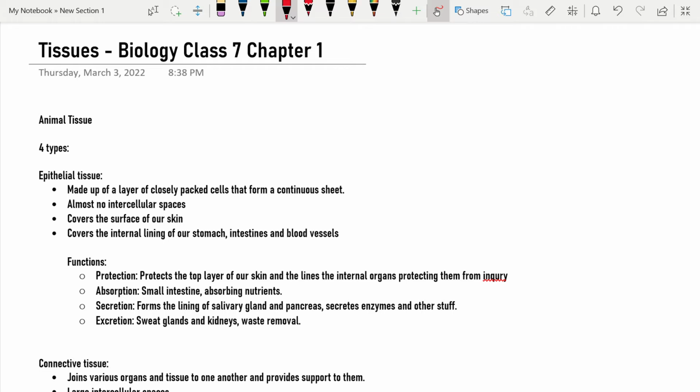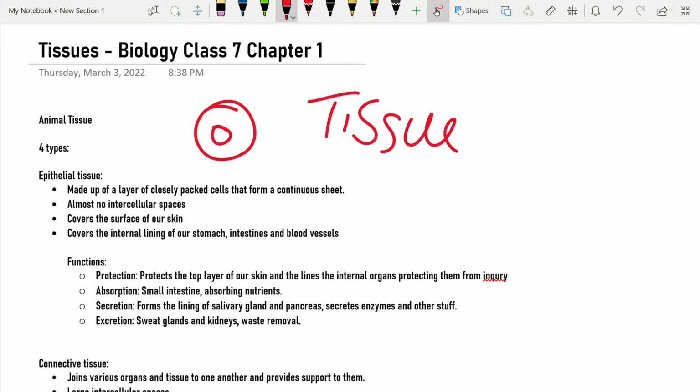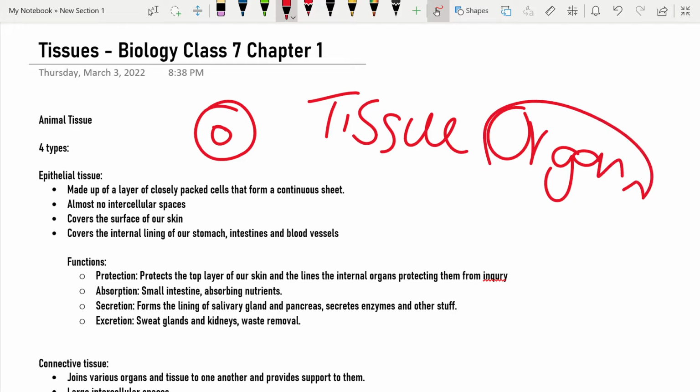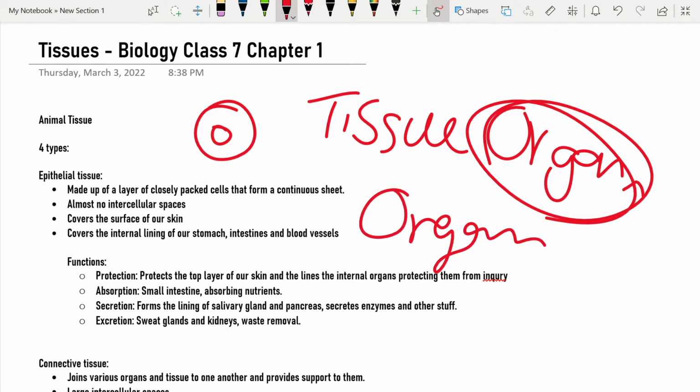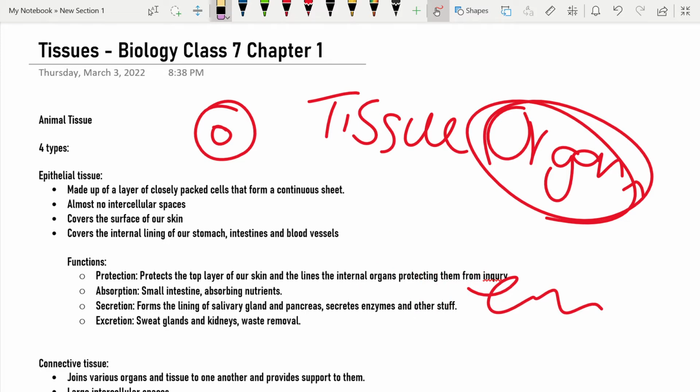Now again, just to make sure, a cell makes a tissue, and a group of tissues makes an organ. All the organs, when they come together, form an organ system, and that organ system forms an organism, which is a living being. Alright, so hope you got that much, and now we're gonna get started nice and easy.